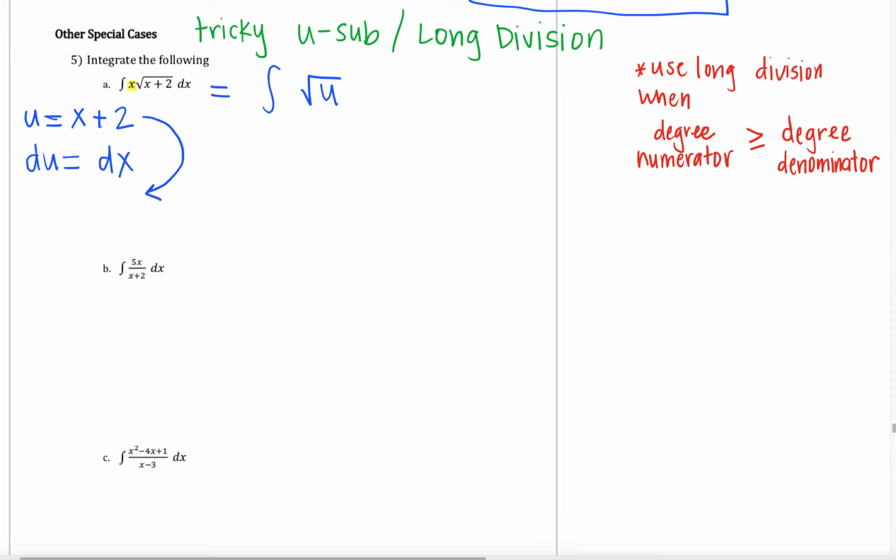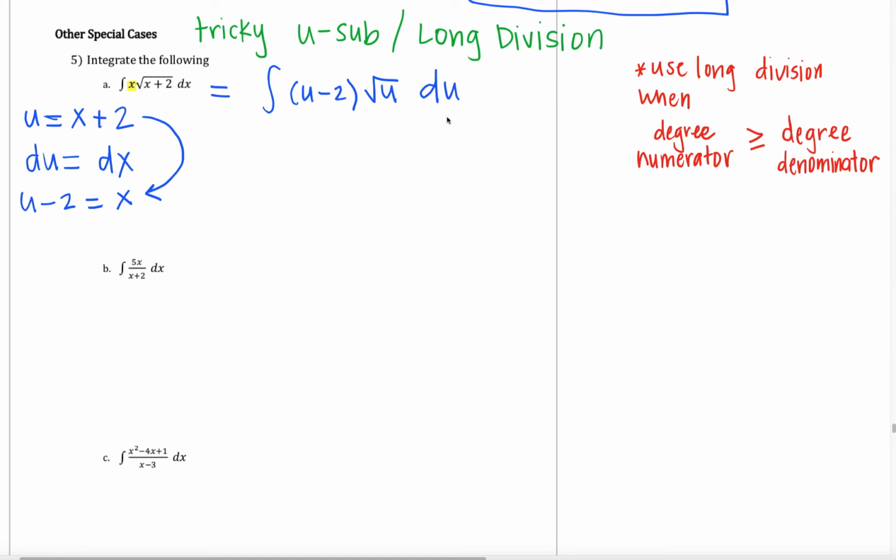So if I take this equation, u equals x plus 2, and I subtract 2 to the other side, then I get that u minus 2 is equal to x. And when I do that, that allows me to replace that x in terms of u. Now, it's still not going to look super nice to start off with, but it's getting us a little bit closer. So let's go ahead and do that. In place of the x will be this u minus 2. Instead of the square root of x plus 2, we'll have the square root of u, and dx is equal to du itself.